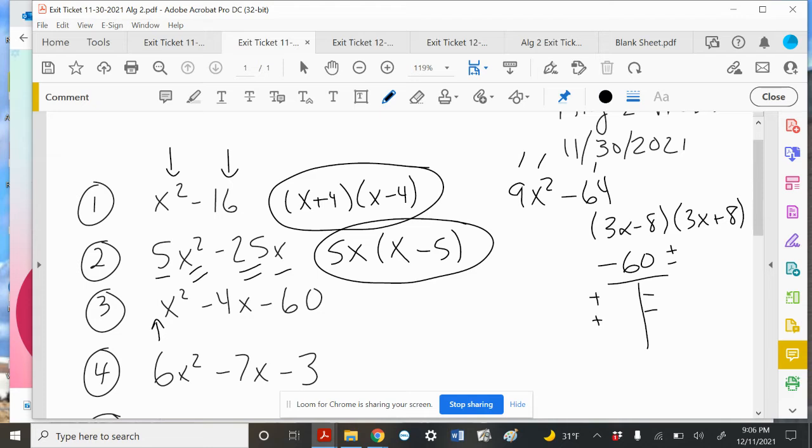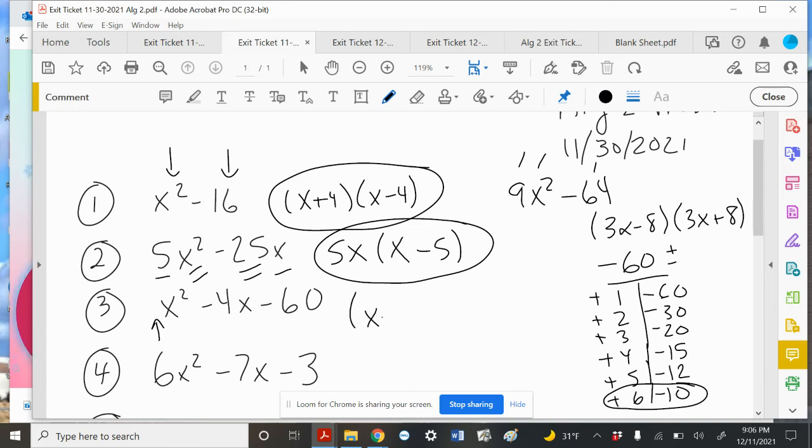So I'm going to go ahead and draw a few just to kind of get there. So I have 1 and 60. Obviously, those don't add up to 4. I have 2 and 30, still don't. 3 and 20, still don't. 4 and 15, still don't. 5 and 12, still don't. 6 and 10, there we go. Those two add up to negative 4. Because of that 1 in front, I can factor it directly. So I have x plus 6 times x minus 10.